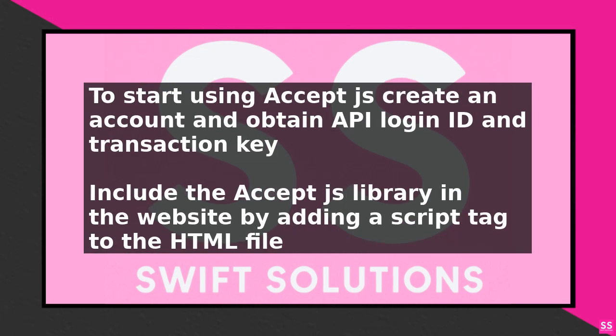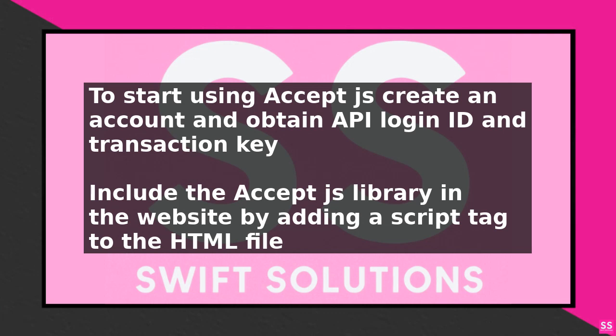To get started with Accept.js, you will need to create an account with Authorize.Net and obtain an API login ID and transaction key. You will also need to include the Accept.js library in your website, which can be done by adding a simple script tag to your HTML file.